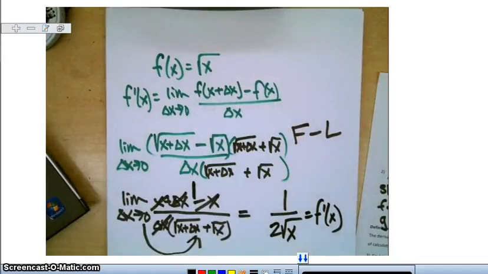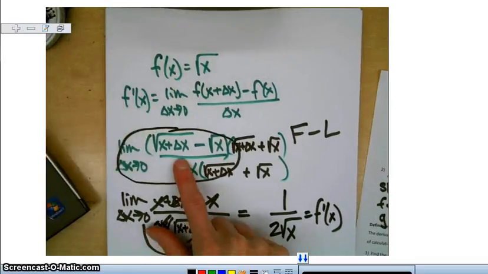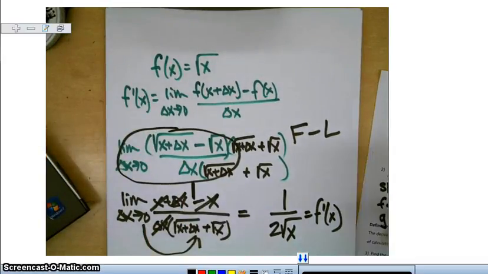Okay, and again, the main thing is you're not going to have to do this process, but you have to recognize that this is f of x plus delta x. It'll be a multiple choice question on the test. All right, back to the test.